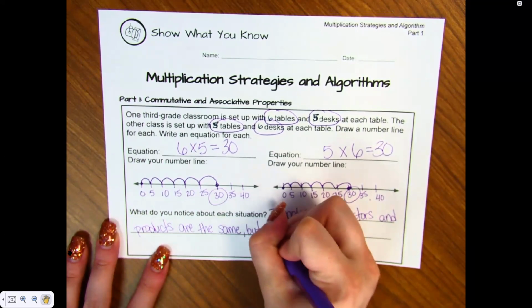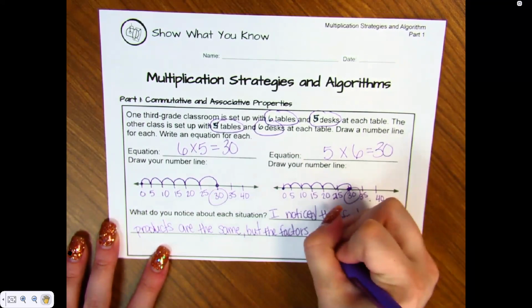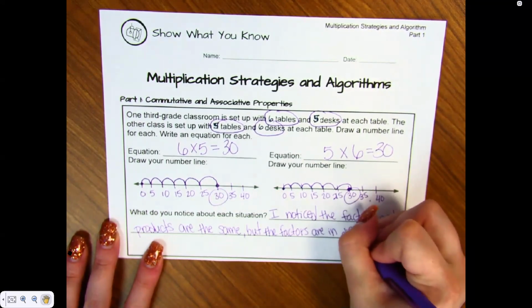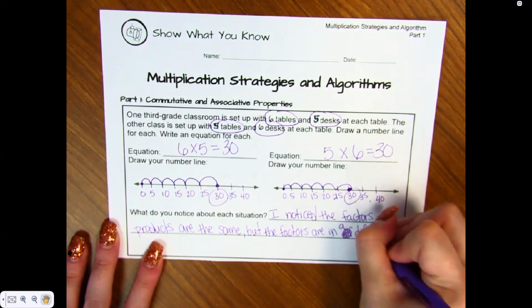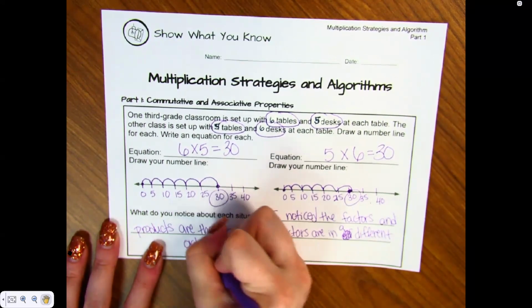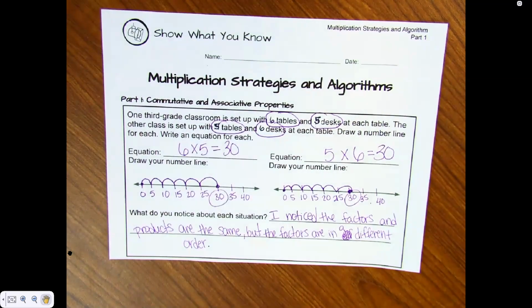but the factors are in a different order, right? I noticed the factors and products are the same, but the factors are in a different order. So they're the same, they're just in a different order.